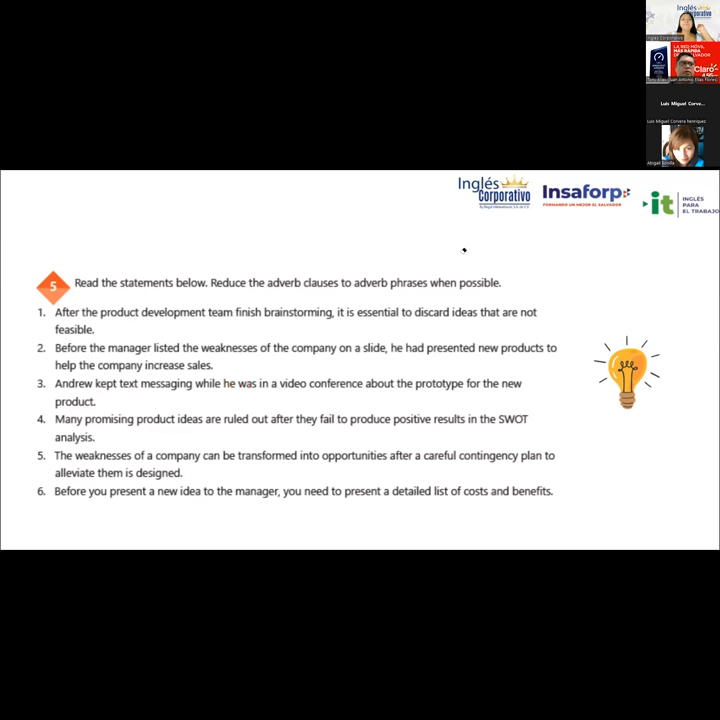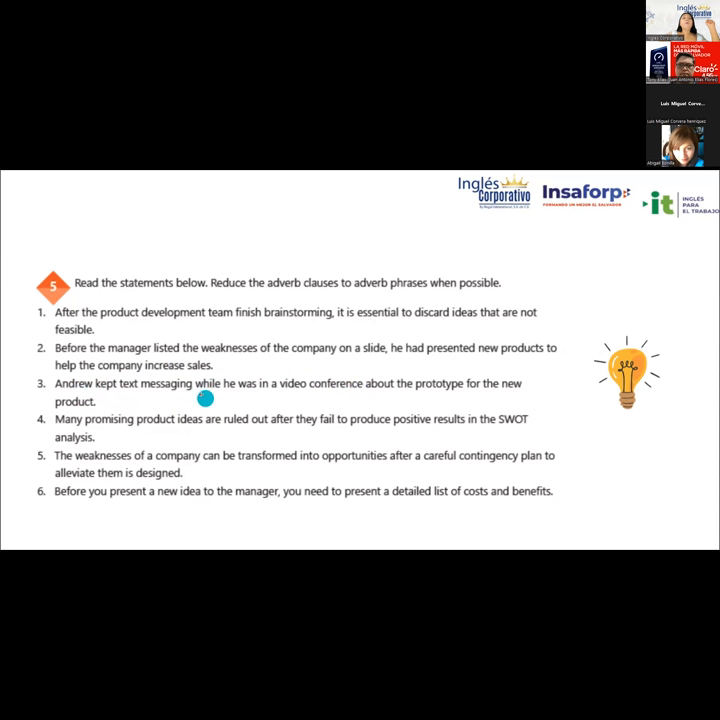Okay. The correct way is Andrew keeping text messaging while in a video conference. No, the correct way is as Abigail mentioned: Andrew kept text messaging while in a video conference. But the ing is not possible because the verb is in past tense.